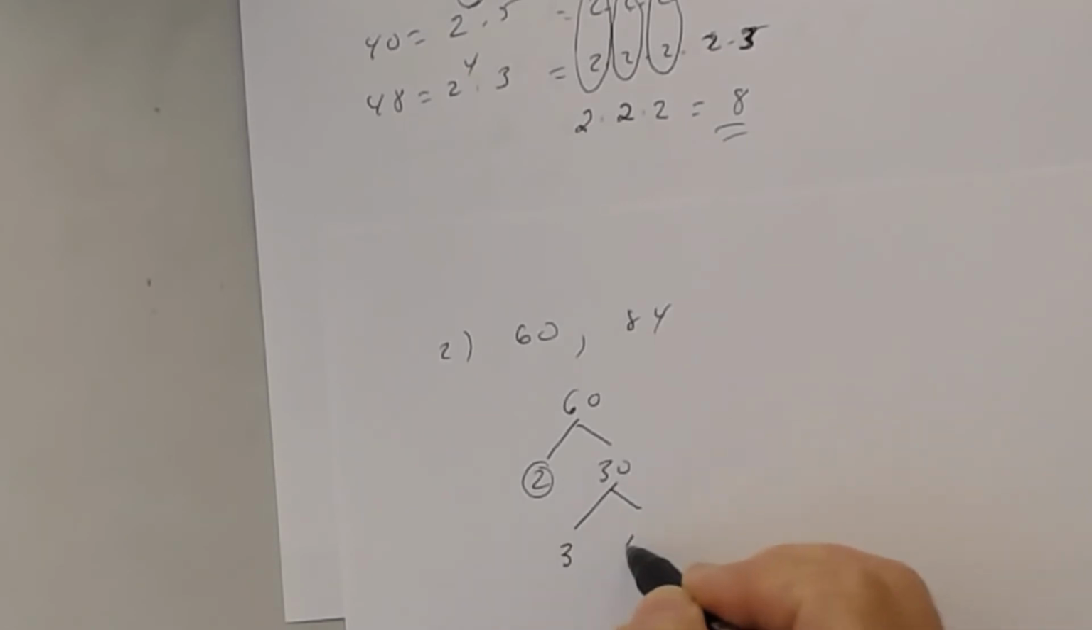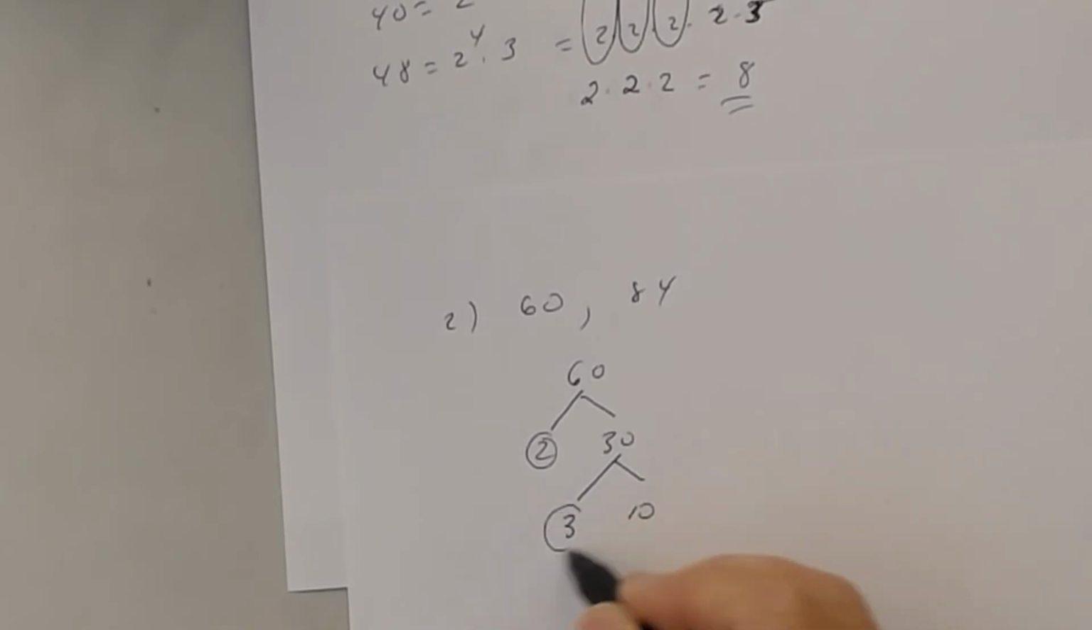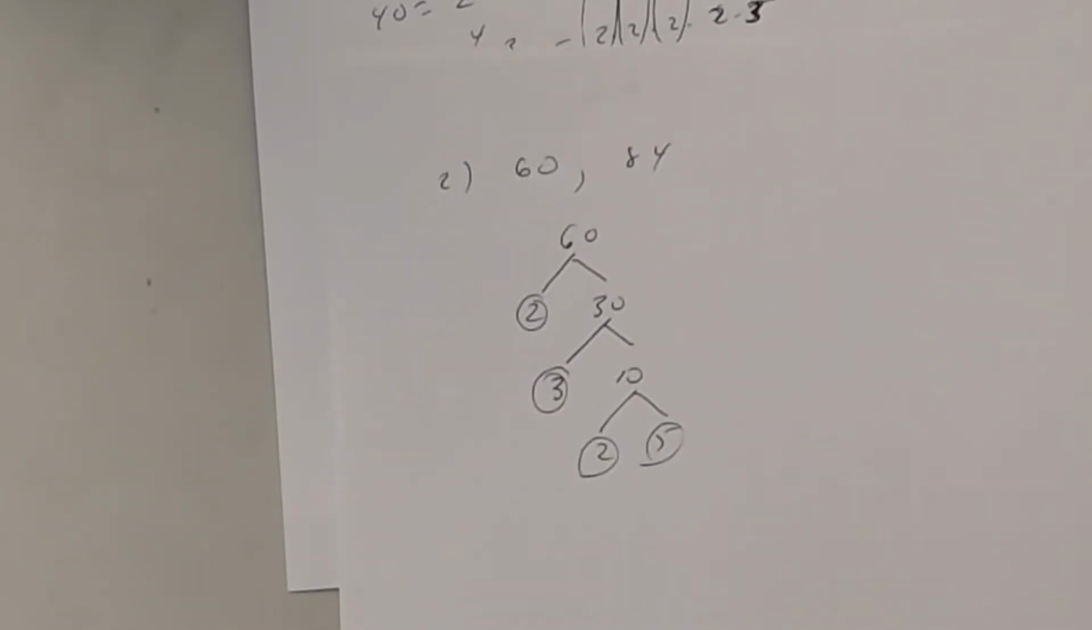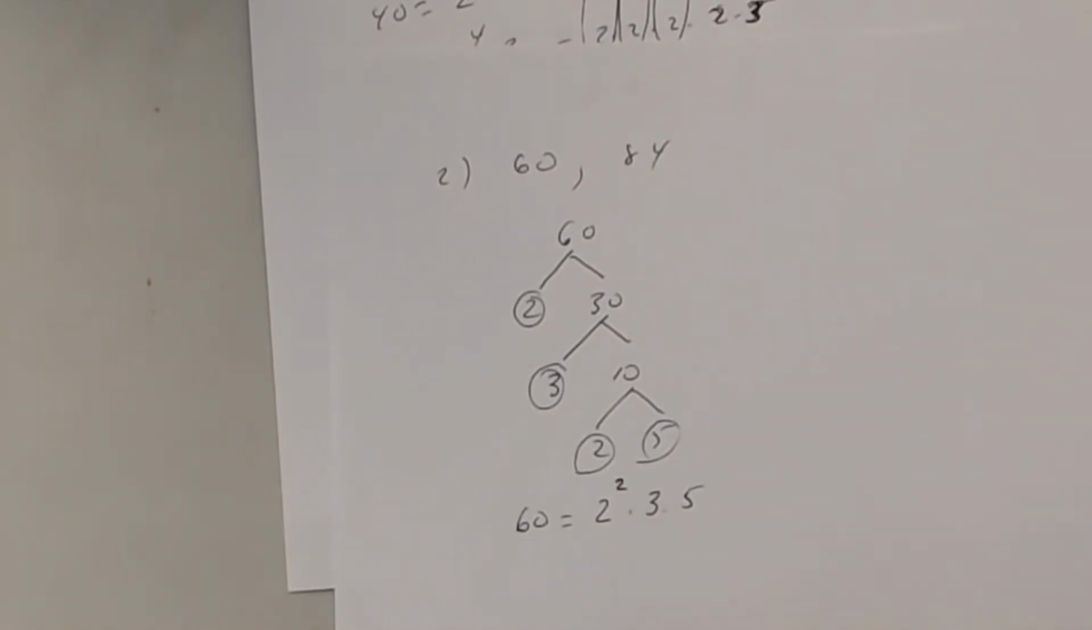3 and 10. 3 and 10, okay. I can circle which one? 3. 10 I cannot circle because it's not prime, but I can write it as 2 and 5. And I'm done for 60. Because 60 is 2 to what power? Second, times what? 3 times what? So remember, every composite number can be written as a product of what kind of numbers? Prime. And notice, 2 is prime, 3 is prime, 5 is prime.